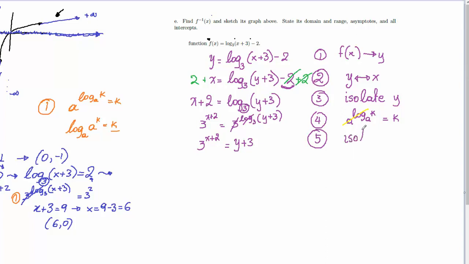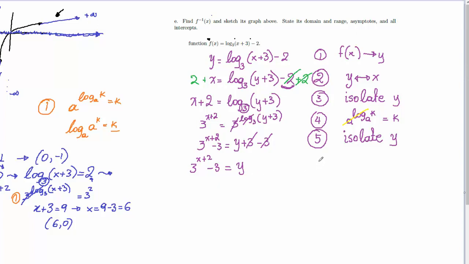So the fifth step is again to isolate the y. Remember, in order to do that, I need to leave the y alone on the right side. And in order to do that, I can subtract, in this case, the 3 from both sides of the equation. So what I have is 3 to the x plus 2 minus 3 equals y, because 3 minus 3 is equal to 0.